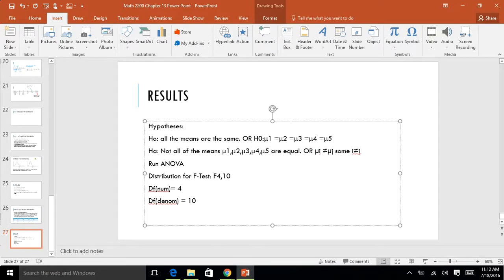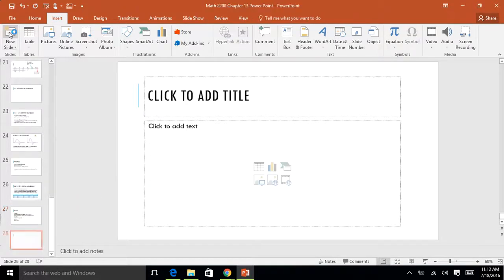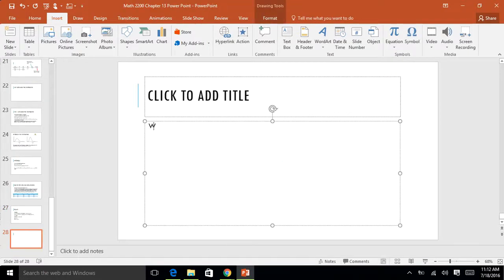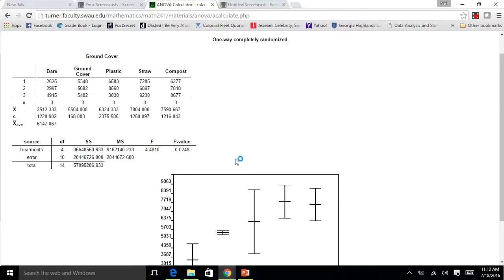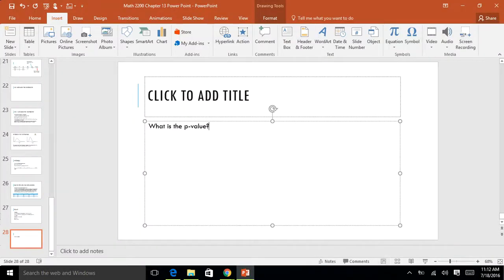So that's my distribution. Okay, so the next thing it wants to know, I'm going to do a new slide, is what's the p-value? Okay, so let me go look for my p-value again. Again, it was on there. So my p-value is 0.0248. So that's my p-value. So that was easy. So my p-value equals that.